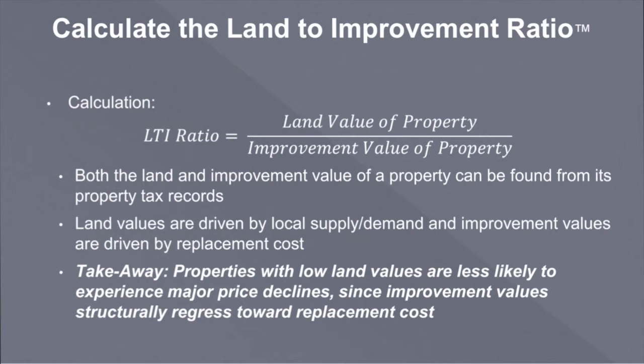So in the example I gave you of the $100,000 property, which includes land and improvement, that's an 80-20 LTI ratio, right? It's 80% improvement and 20% land. So they both have value, and basically there you have the equation. Okay, land values are driven by local supply and demand. Improvement values are driven by replacement cost.